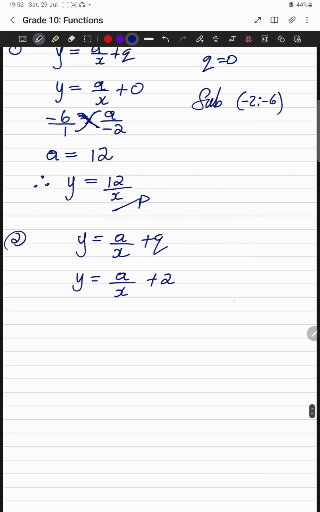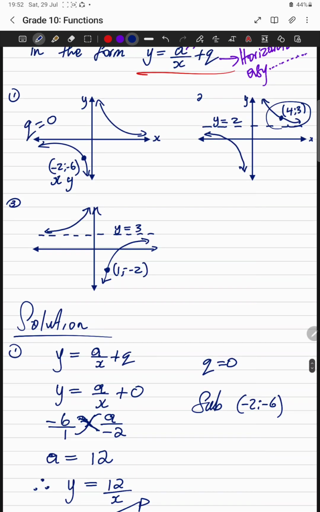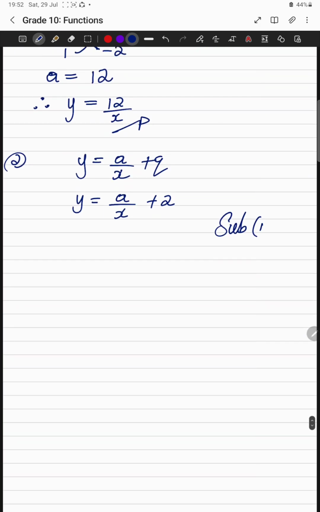And then the next step, guys, is to substitute the point on the graph. What is the point on the graph? It is (4, 3). So this one represents x and that one represents y. We just substitute and then we get the value of a. So that means 3 is equal to a over 4 plus 2.